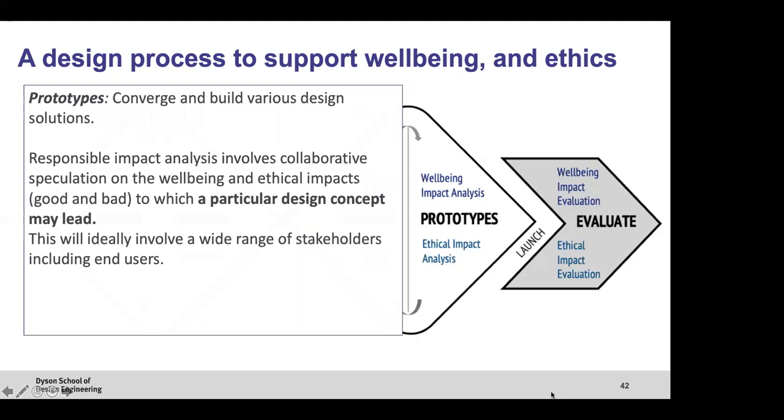After this divergence, you have a final phase of converging, where you start building particular design solutions, a prototype. When you build a particular prototype, you could pilot it and test it with a small cohort of people to see if it could have a negative impact on their health, or if it could have an impact on some of your ethics principles that you had not considered before. This will ideally involve both direct and indirect stakeholders, not just the people that are interacting with your toolkit, with your system.